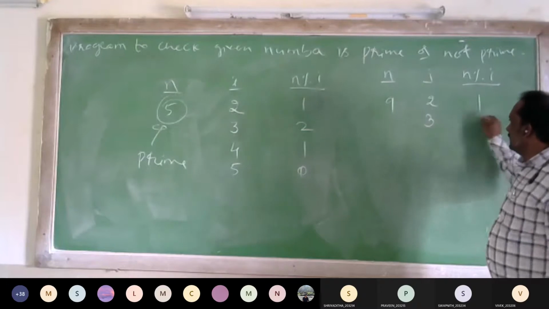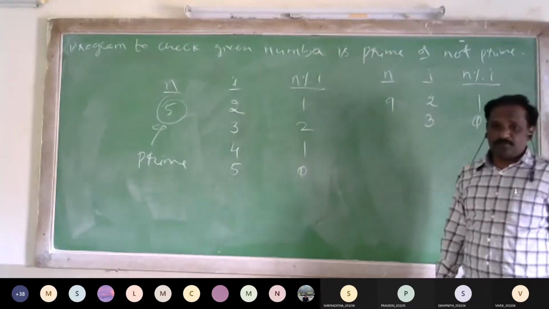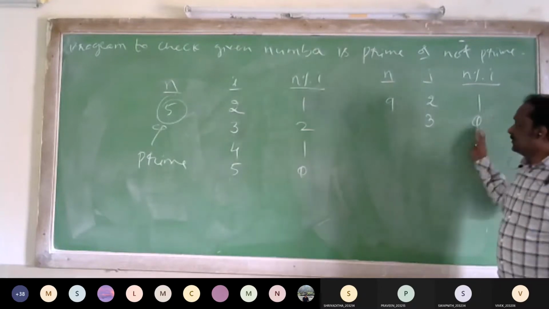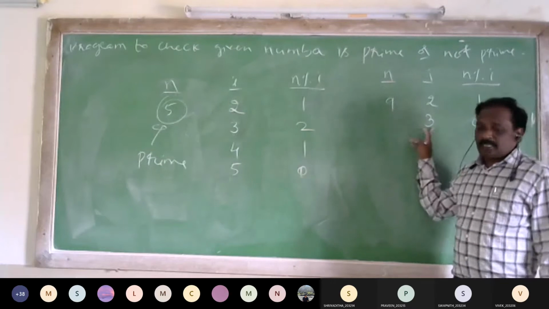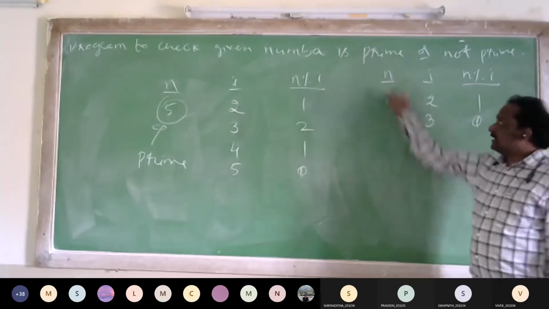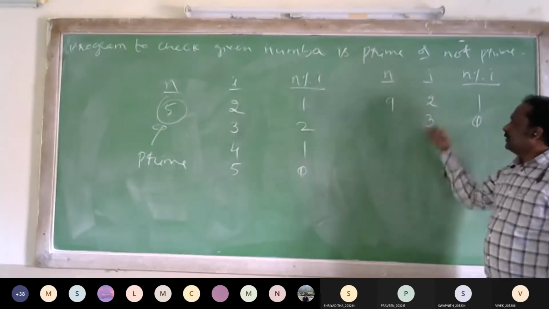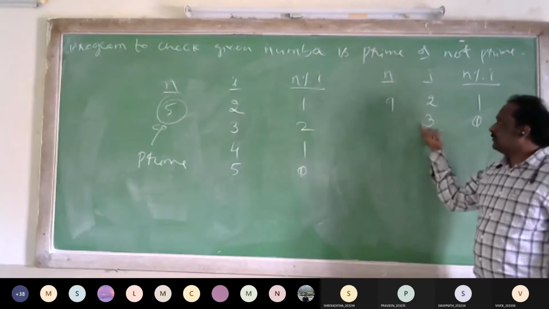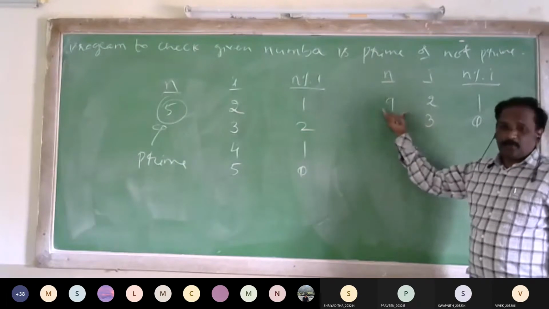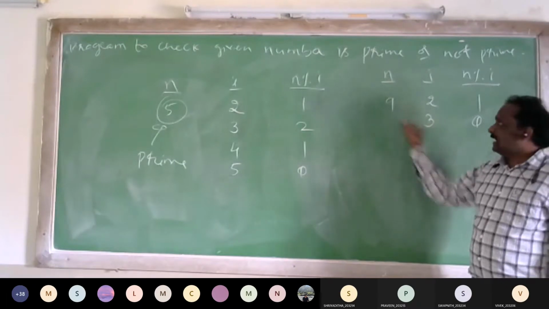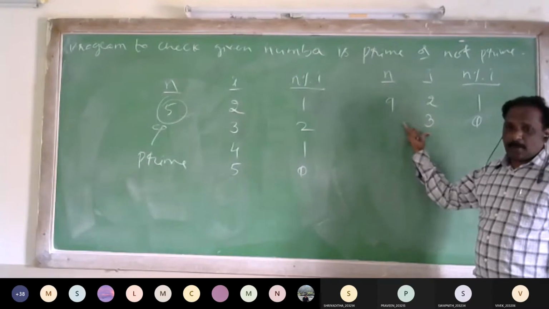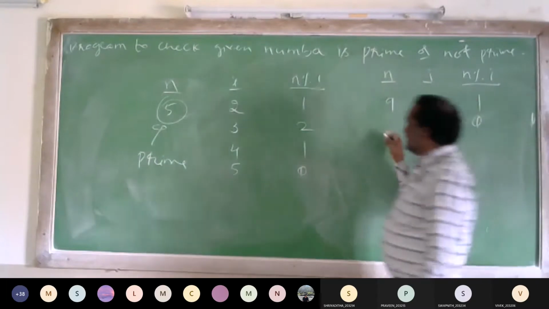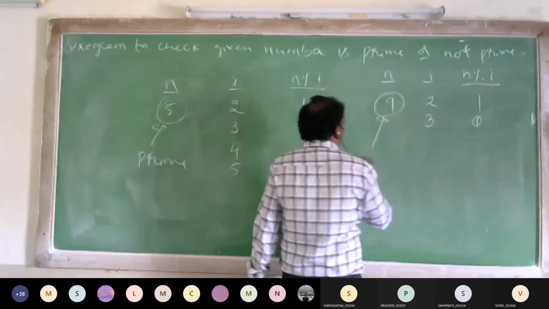What is 9 modulus 3? 9 modulus 3 is 0. Whenever the remainder is 0, then we say that 9 is divisible by 3. Now we will check whether the given number n is equal to the current value of i. What is the value of i? i is 3. What is the value of n? n is 9. Are they equal? They are not equal. Then we say that this 9 is not a prime number.